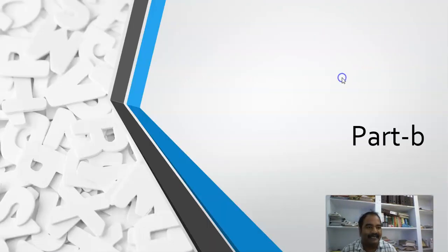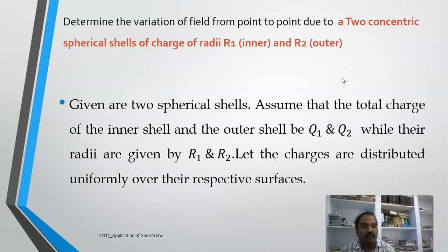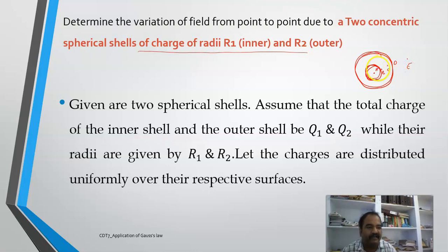Now we will move on to the second case, part B, where I do have two concentric spherical shells of charge of radii r1 and r2, which means that I do have two charges. This is the first charge, this is the second charge. Right? So, if there is a point here, this is A, this is B, this is C, this is D, and this is E. So, five different regions.